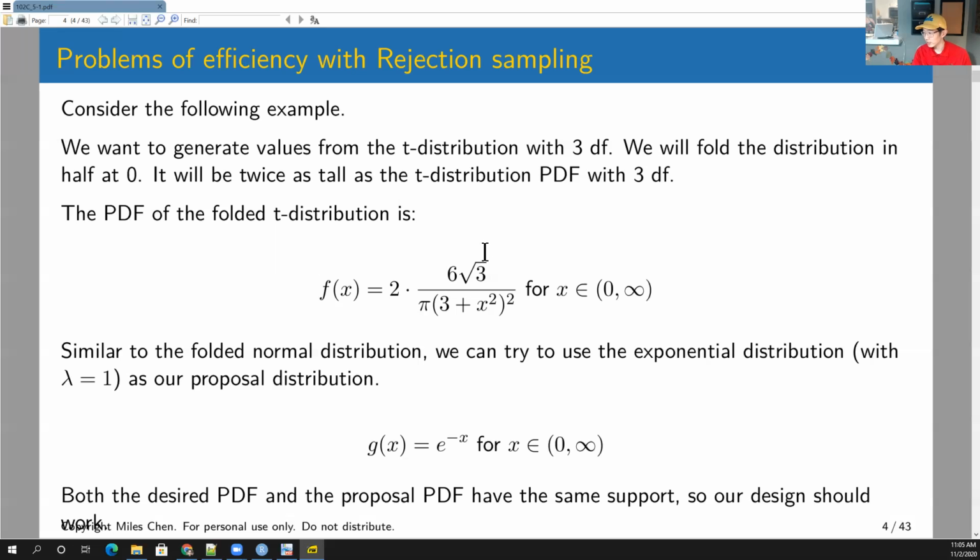If you look at the PDF of the t distribution, what I'm going to do is fold it in half. So my folded t distribution is going to be twice as tall. This is my f of x, twice as tall as the PDF of the t distribution with 3 degrees of freedom. We're going to try proposing values from the exponential distribution, so I'm going to propose values from e to the negative x. Both of these have the same support, going from 0 to positive infinity, so our design should work.